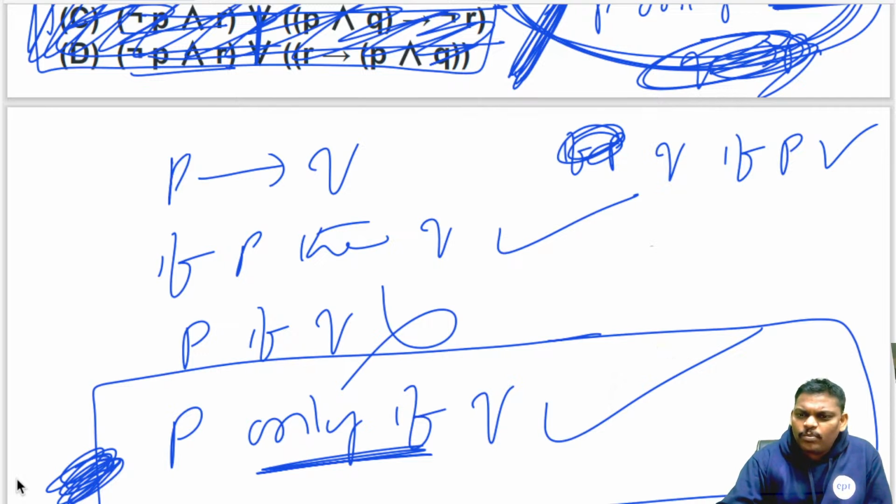Yeah, fine, perfect. This problem is completely based on this line. Please take care: Q if P is true, but P if Q is false, but P only if Q is true.